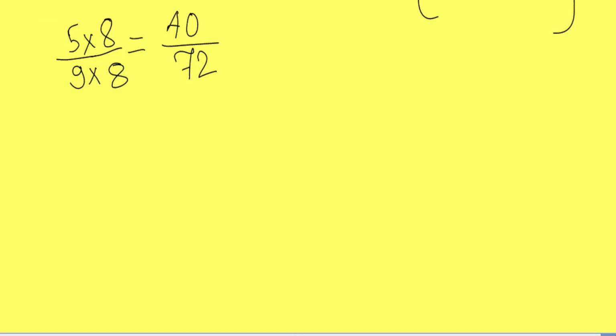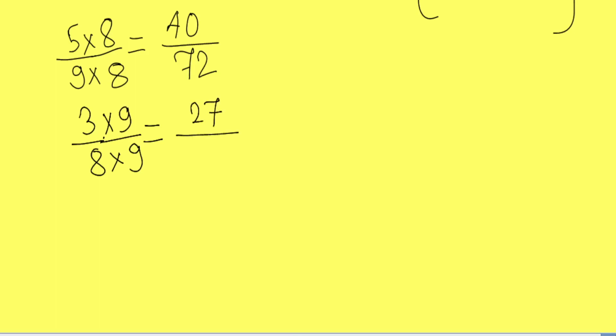Moving forward to the next rational number, 3/8. Okay, now let's see this rational number 3/8. Here also, what should we multiply with 8 in order to get 72? It's just the opposite thing. Here it is 9 multiply 8, so here it will be 8 multiply 9, and here also we will multiply 9. So here what we get? 27. 9 3s are 27 and 8 9s are 72.